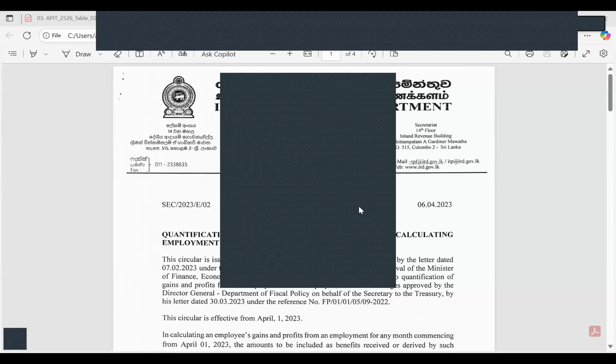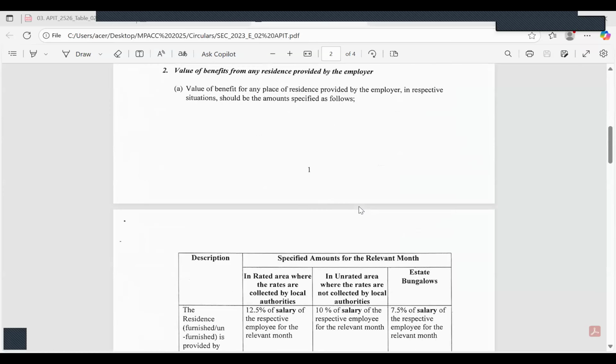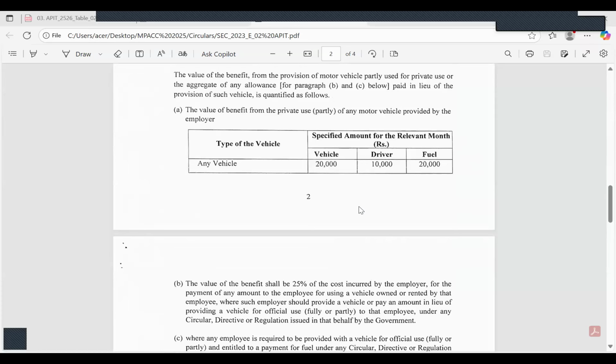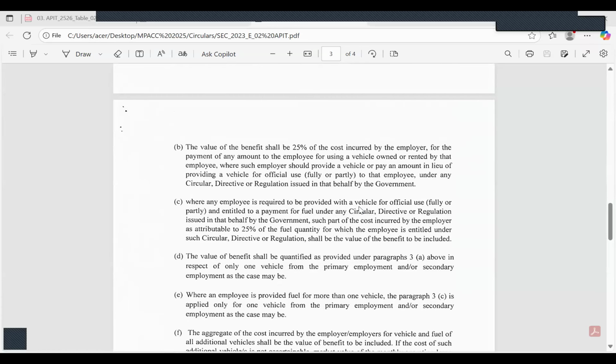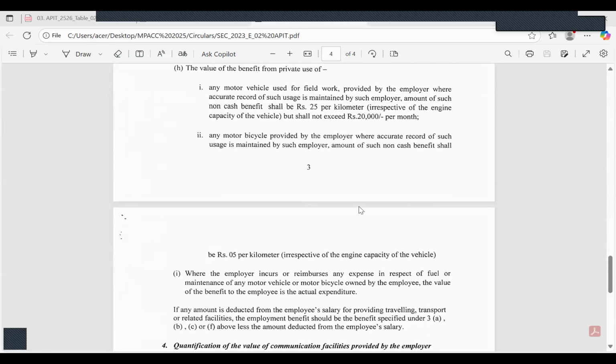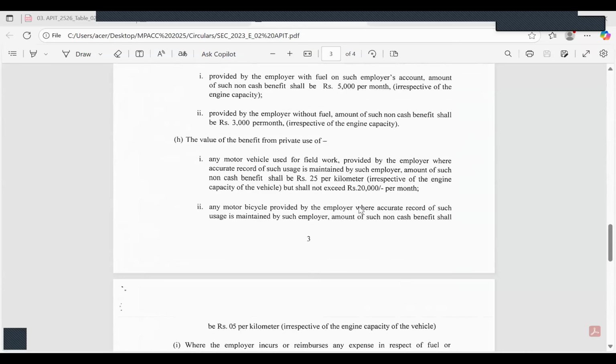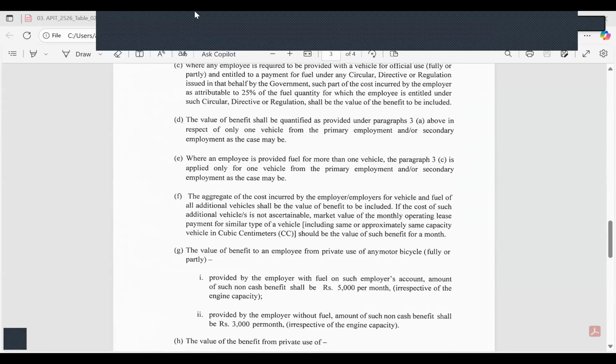Okay. So this is the circular we should follow. Please read this. Read this well. Put this well into your head, because in your examination I will give you this kind of questions. Because when calculating employment income, things like this will definitely come.